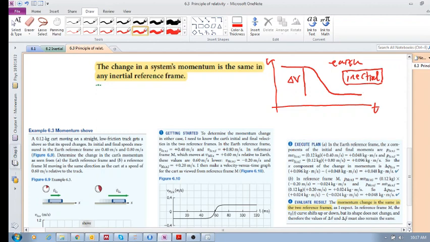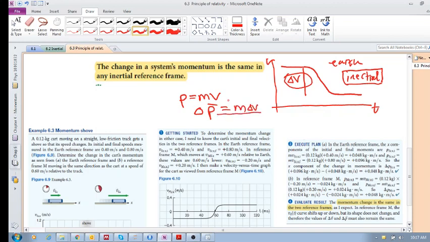Now what does this imply? Where have we seen delta V before? Well, we know that P is mv. This is your momentum. So where do you see delta V? Well, the change in momentum is m delta V.